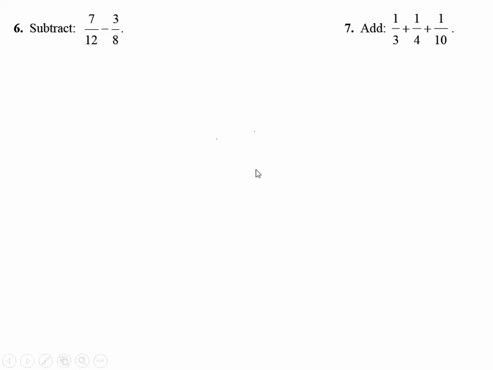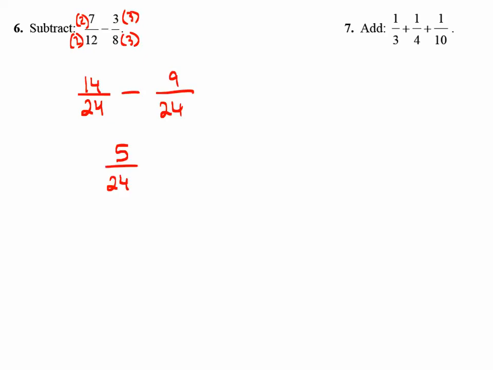All right, let's go with it here. So 12 and 8, common denominator is? 24 is good. Multiply the 12 times 2, the 8 times 3, and we should have this, finally, as common denominators, 14 over 24, and 9 over 24. Subtracting, 5 over 24. Okay.